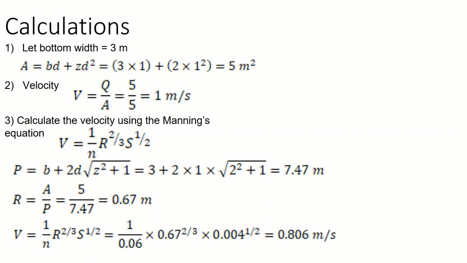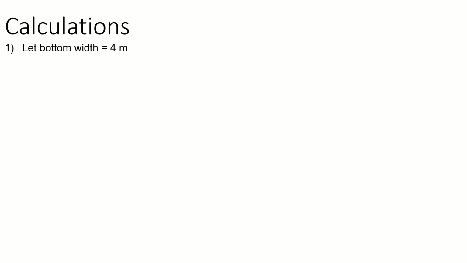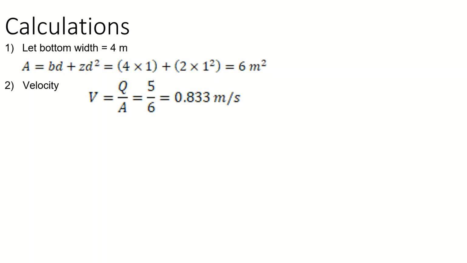what we will do, we will again assume another value of bottom width. Velocities are different. Let us assume another value and again do these steps. Now let the bottom width be 4 meters. Now doing the same steps, A equal to BD plus ZD squared gives us 6 meters square. Velocity V equal to Q divided by A, that is 5 divided by 6. Now velocity is 0.833 meters per second. It is safe.